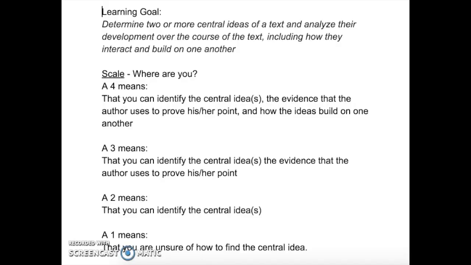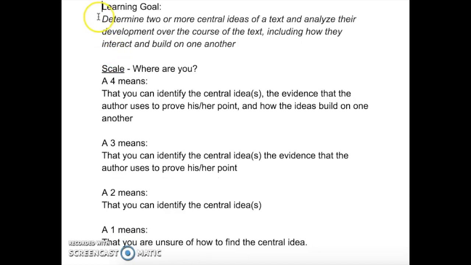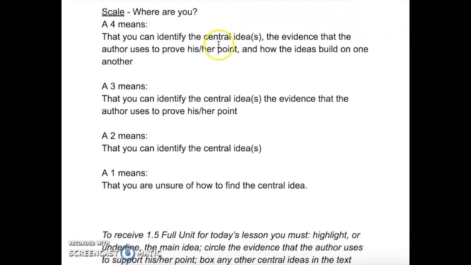Hello and welcome to Tuesday Newsday number 9, where our learning goal is to determine two or more central ideas of a text and analyze their development over the course of that text, including how they interact and build on one another. At the end of today's lesson, you will be asked to rate yourself on a scale of 1 to 4 as far as how able you are to accomplish this learning goal. If you rate yourself a 4, that means that you can identify the central idea or ideas, the evidence that the author uses to prove his or her point, and how those ideas build on one another.